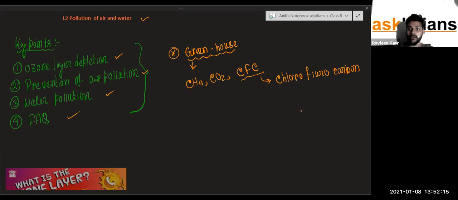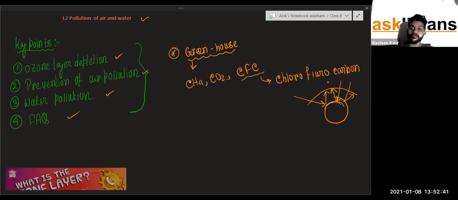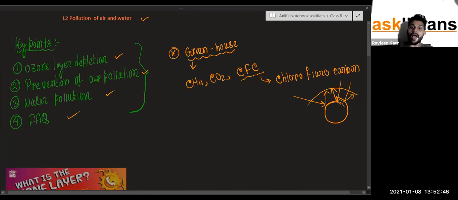How? Remember, there was the earth, and over it there was a layer of greenhouse gases. What are these greenhouse gases doing? They are preventing the light which is coming from the sun from going out of our atmosphere, right? So this is what's happening over here. For this reason, the temperature of the earth is getting increased. Clear? Now, after the greenhouse effect, what you need to learn is ozone layer depletion.